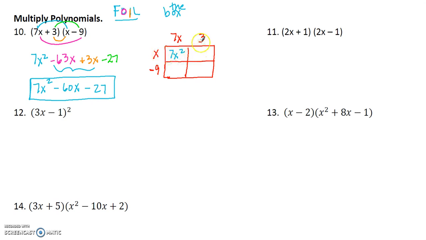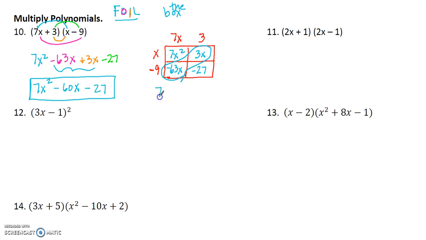Then I have x times 3, and I'll put my answer here, which is 3x. Then I have a negative 9 times 7x, and the answer is negative 63x. And then a negative 9 times 3 will give me a negative 27. And then again, usually those will be my like terms.